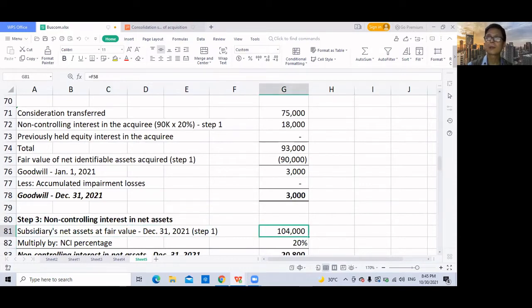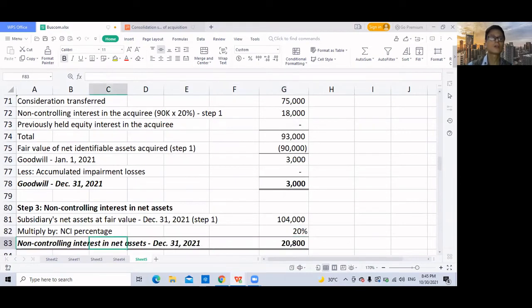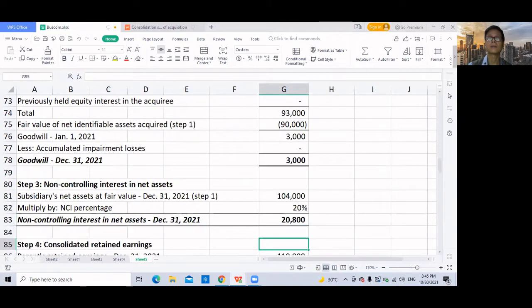And then multiply that by 20% yung NCI or the non-controlling percentage, which is 20% because kay parent kasi is 80%. So 100 less 80 is 20%. So we have the non-controlling interest in net asset on December 31, 2021 at 20,800. Okay, so that's the third step. So madali lang to, step by step lang yan.